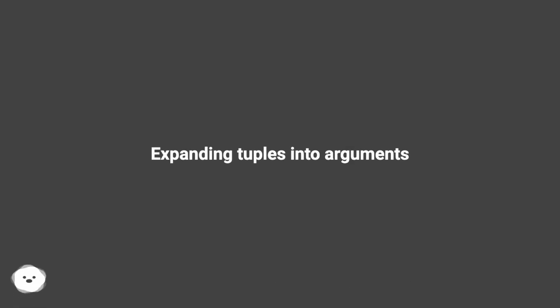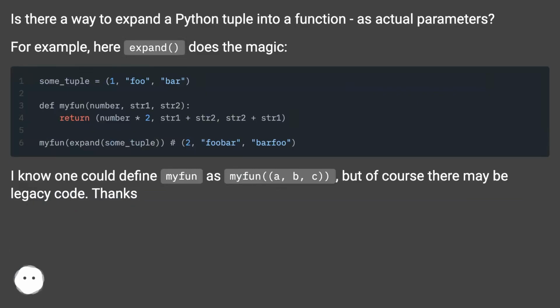Expanding tuples into arguments. Is there a way to expand a Python tuple into a function, as actual parameters? For example, here expand does the magic. I know one could define myFun as myFun A, B, C, but of course there may be legacy code. Thanks.